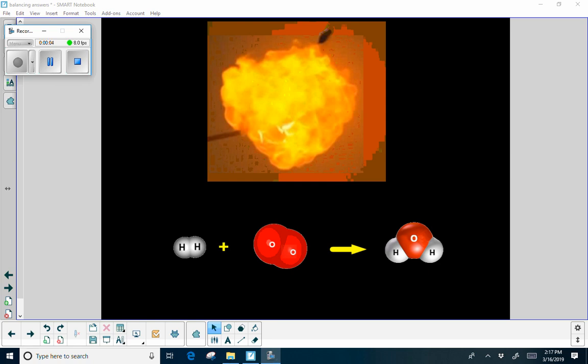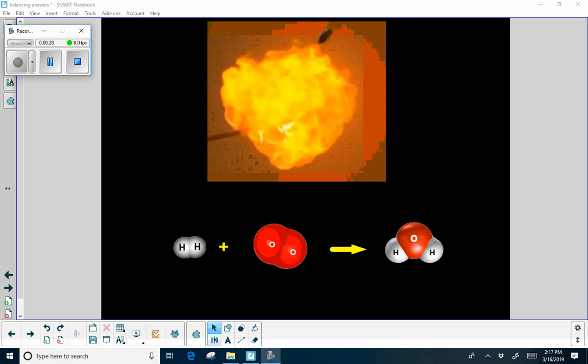This video, I'm going to be looking at balancing chemical reactions. So what I have here is a picture of one of my favorite reactions of all time. It's the reaction of hydrogen gas and oxygen gas that produces water vapor. And the reason I have it here, it's a great representation of what happens in a chemical reaction.